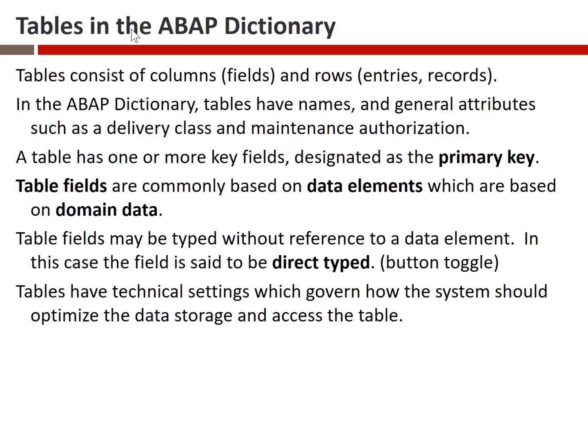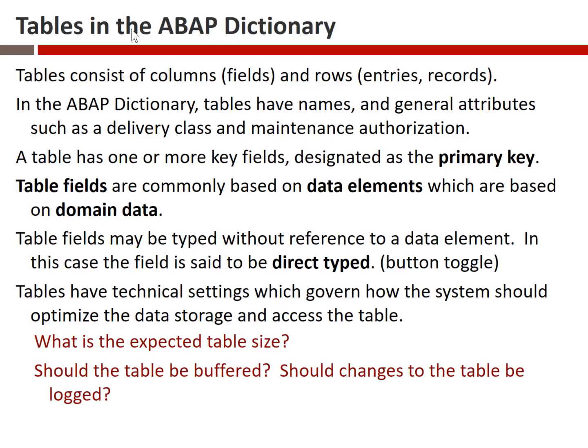And we may talk about that in more detail a little bit later this semester. Two of the key questions here that we will typically define for a table, as I described a moment ago, is what's the expected table size? Are we looking at a table that's going to perhaps have 50 rows in it, or are we looking at a table which is expected to have tens of millions of records in it? We define this in a way that will allow the ABAP engine to optimize the interaction with the database.